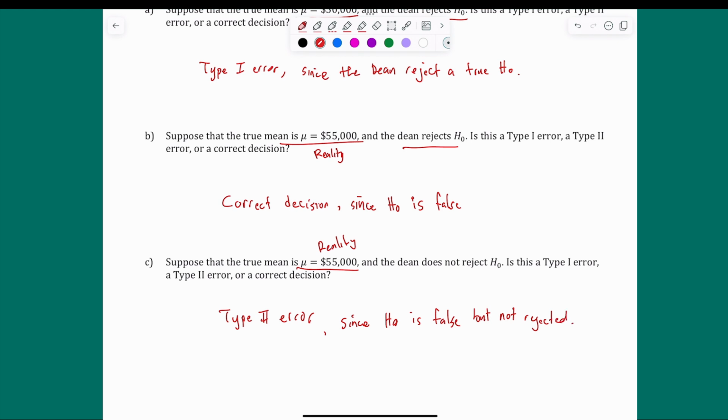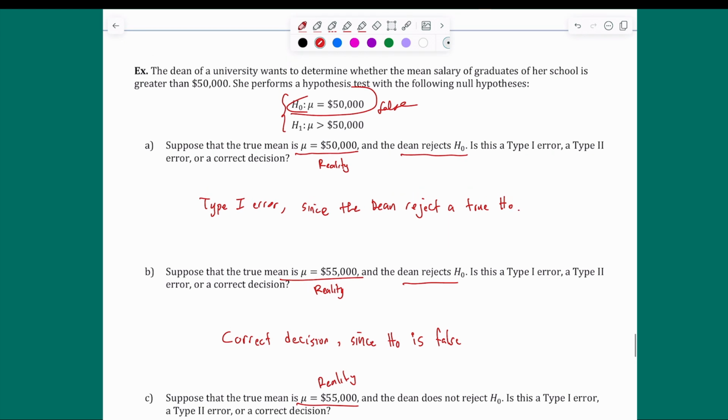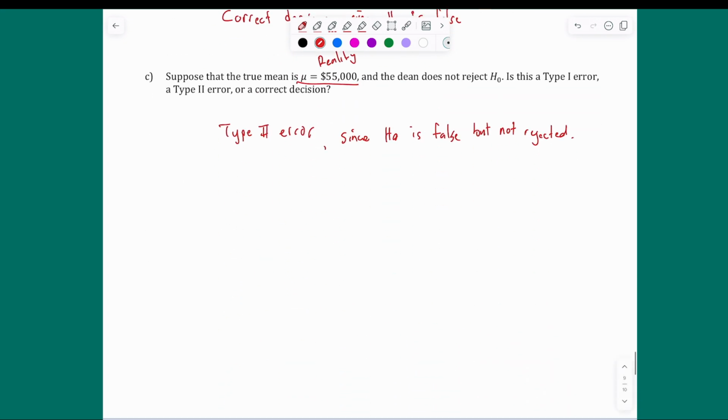So once again, these are just some examples of how to understand type 1 and type 2 errors. In reality, you don't know if you're making a type 1 error or type 2 error because you're conducting a test to help us decide an outcome. We don't know the reality, but we're using the test to help us determine a conclusion about that null hypothesis, to reject it or fail to reject it.